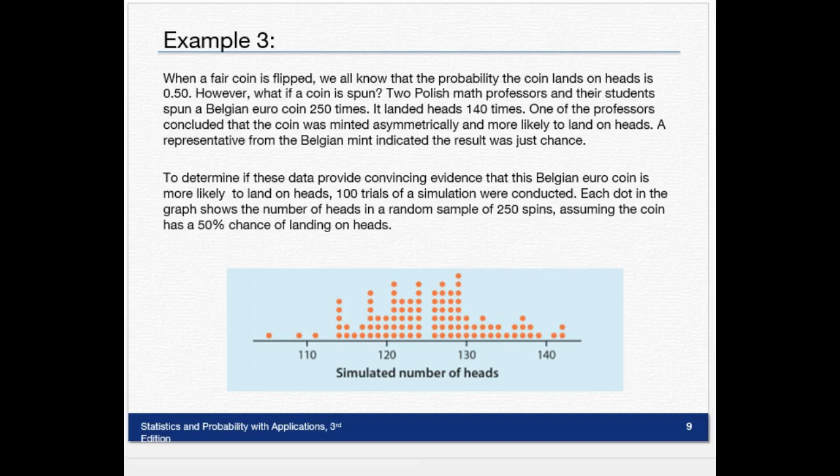So what does that mean? They flipped the coin 250 times, and they did that same thing 100 times. And they plotted on this dot plot how many times they got heads for each experiment. Okay, so there's a 140 in there, and we're trying to see how likely it is that you would get heads 140 times. So we do the same simulation over and over and over. We did it 100 times here. All right. Now from this we have some questions to answer.